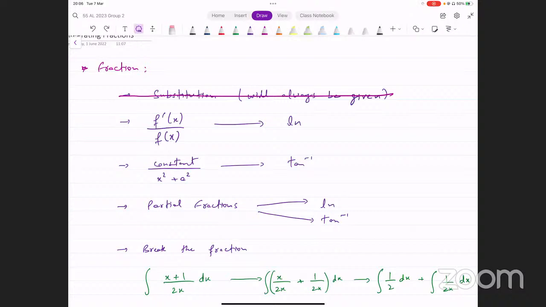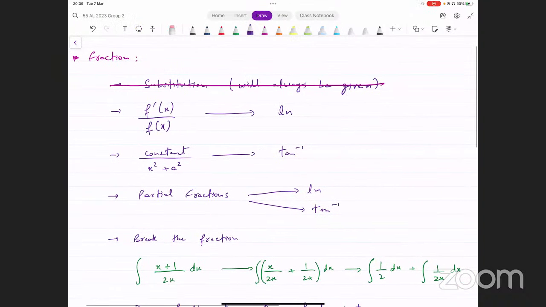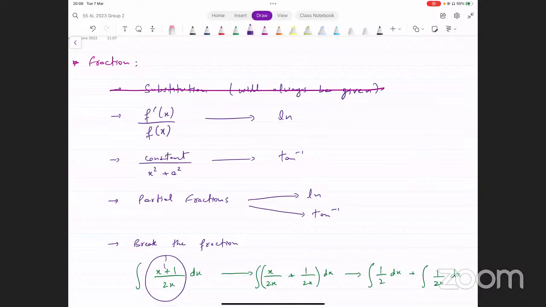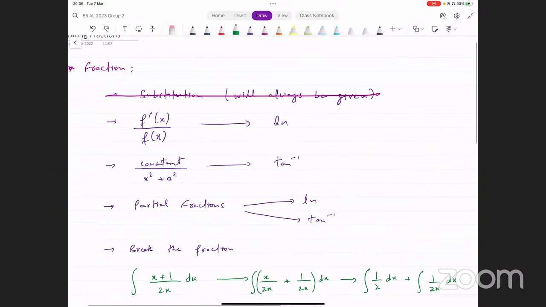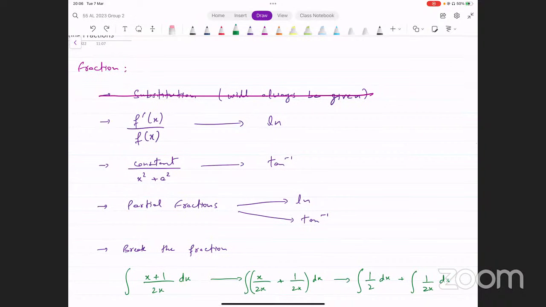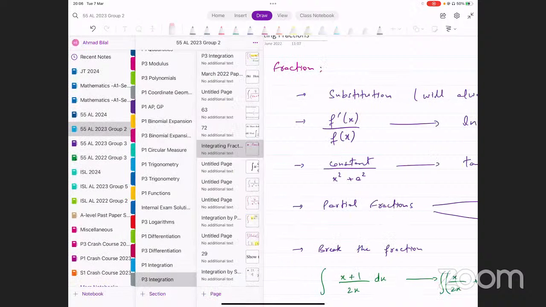Another possibility is that you break the fraction. For example, if you were integrating x plus 1 over 2x, rather than finding partial fractions, because partial fractions breaks the denominator, if you can't break the denominator, think about whether it would help to break the numerator down. So x plus 1 over 2x, you could write that as x over 2x plus 1 over 2x, and then just integrate those two things separately. All right, so these are different ways of integrating fractions that we have done until now. We will do more tomorrow, and then we'll do some practice questions as well, before we move on to the next concept.